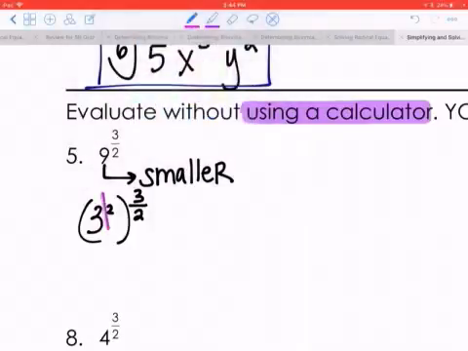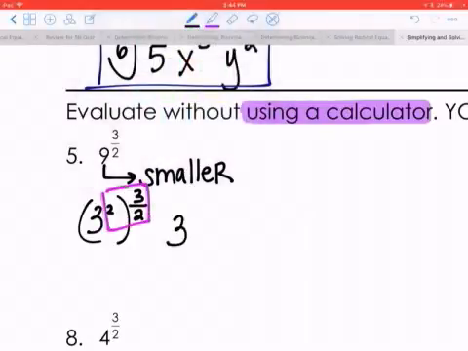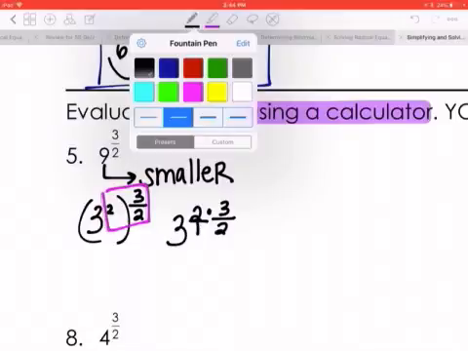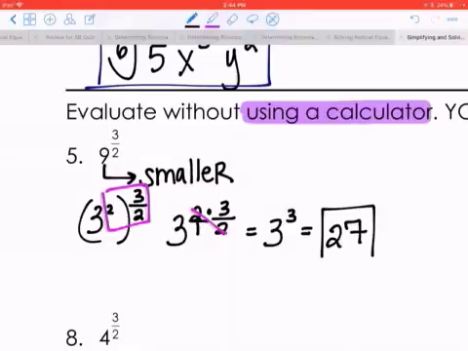Now, exponent rules say that when you're raising a power to another power, then you can multiply your exponents. So now we have 2 over 1, that's how you write that as a fraction, and then you have times 3 halves. Well, those will cancel, and then you're just left with 3 cubed. And 3 cubed is 27. So your answer is 27. So that's what I expect to see when you're doing these without using a calculator and showing all your work.